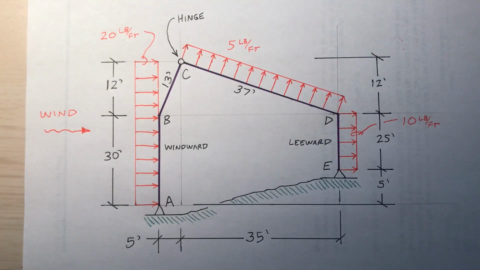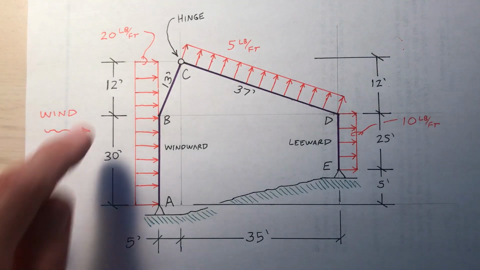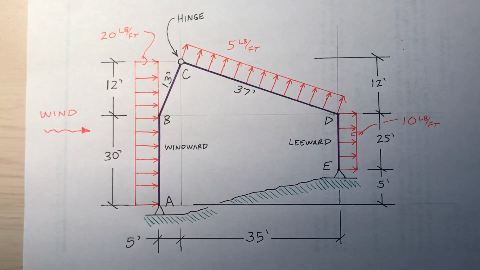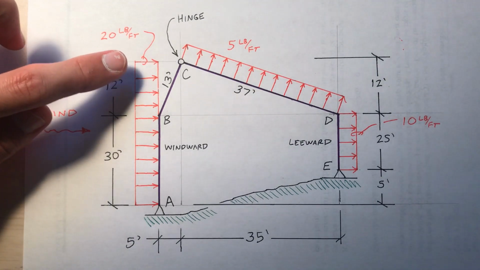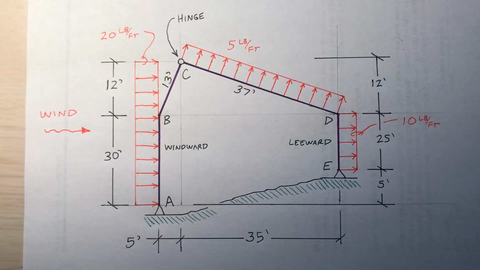And notice the forces on here. I've got a distributed wind force. I'll call that 20 pounds per foot. It usually gets stronger towards the top, but just for simplicity I make this a uniformly distributed load.